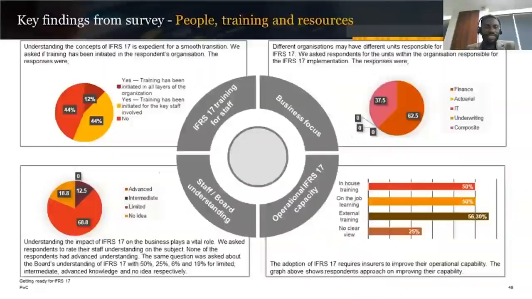The first question we asked was around awareness and training. Of the respondents, only 12% said they've been training across the entire organization. Just about 44% said they have been training the key staff, key staff here meaning the IFRS 17 project team. And about 45% of those respondents said there has been no training whatsoever on IFRS 17 in their organization.